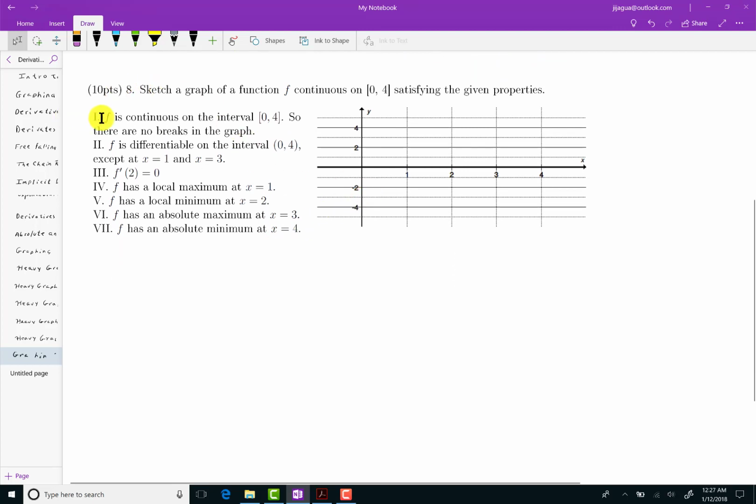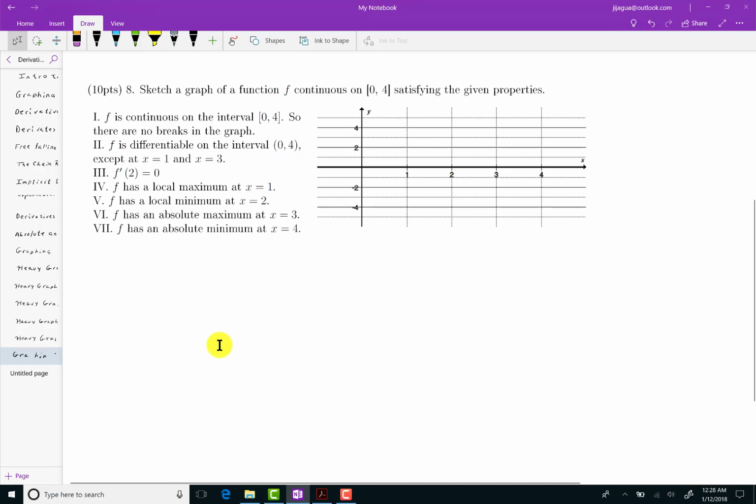In this case, it's continuous on the closed interval 0 to 4, so there are no breaks in the graph. Differentiable on the interval 0 to 4 except at 1 and 3. You cannot have holes at 1 and 3. Sharp points are more likely what you're going to have at 1 and 3. F prime of 2 equals 0. So I have a flat tangent line there. F has a local maximum at x equal to 1. So maybe it'll have a sharp point there.